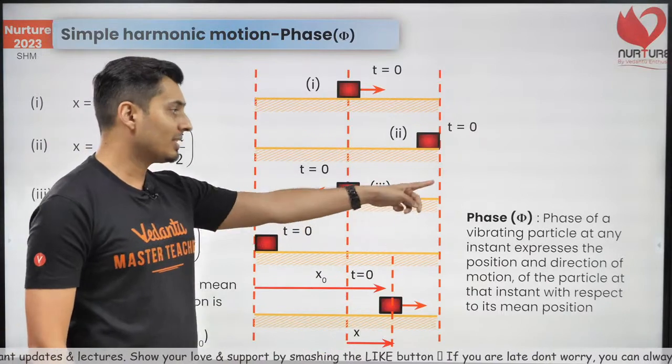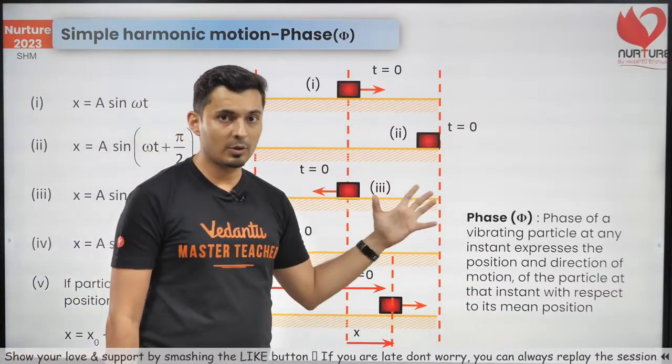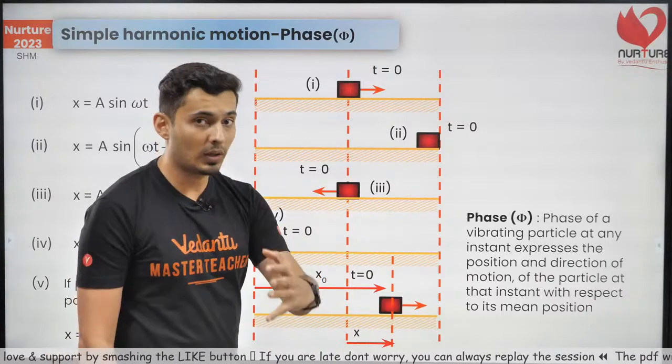So the phase, what is this called? The value of phi, in physics, in simple harmonic motion, is called the phase constant.